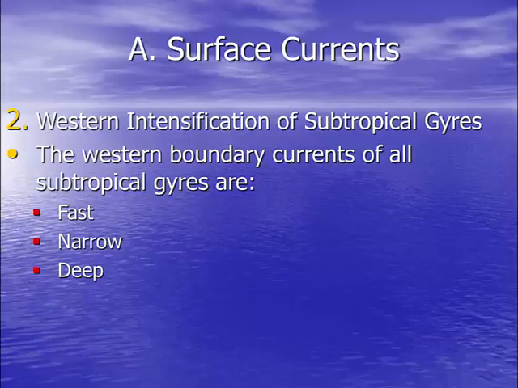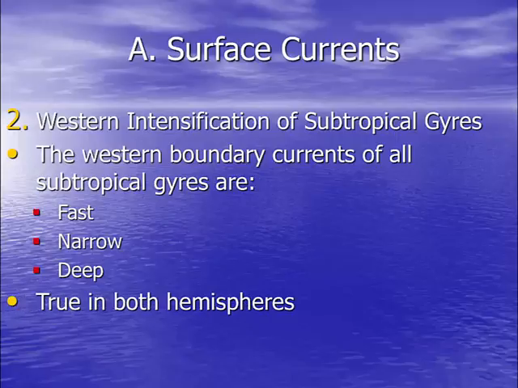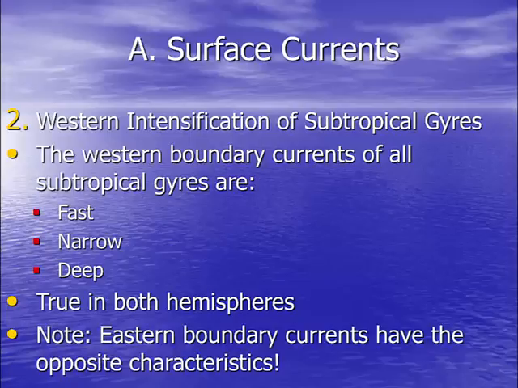So these surface currents are fast, they are narrow, and they are deep. And this is true in either of the 2 hemispheres, northern and southern. It's true whether you're in a northern hemisphere subtropical gyre or a southern hemisphere subtropical gyre.